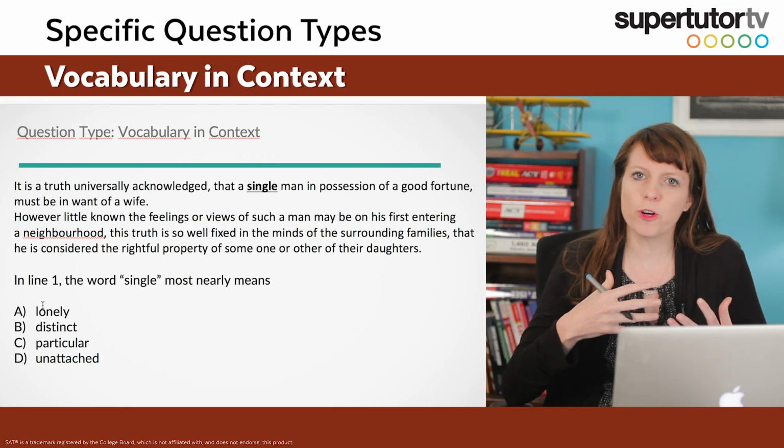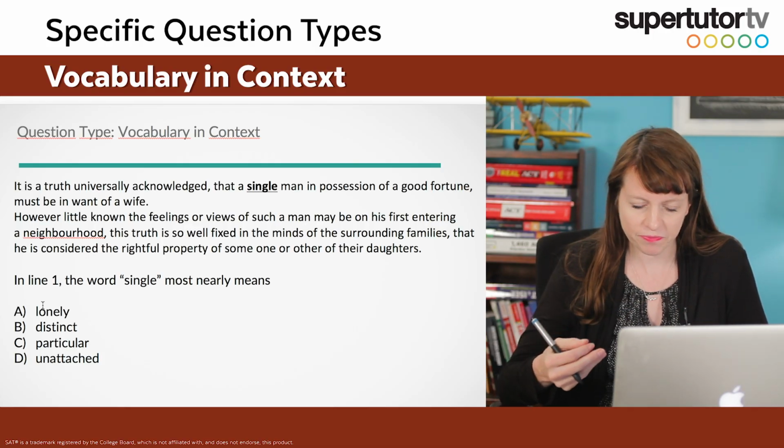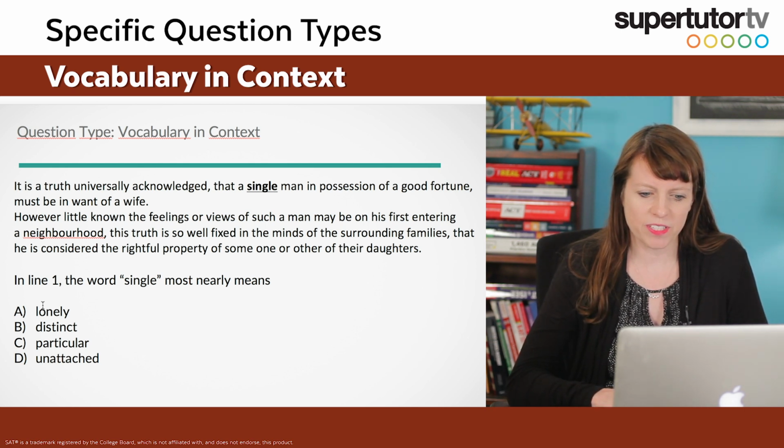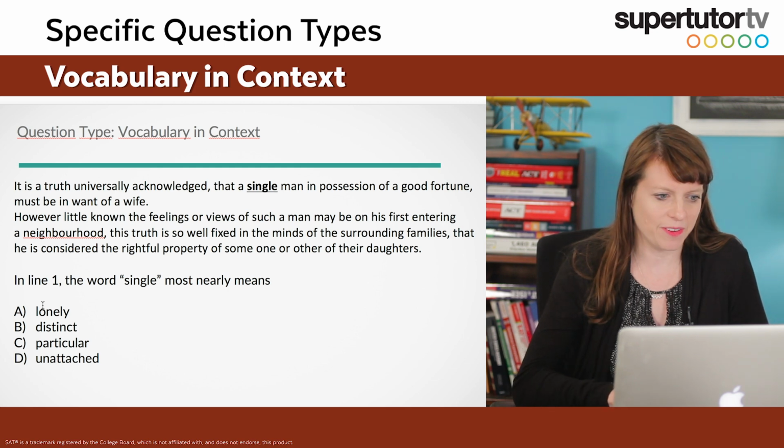First of all, I have 4 steps in order of how I approach these. As most of you know, vocabulary and context are questions like this. It's like in line 1, the word single most nearly means. That's basically what it is, right?